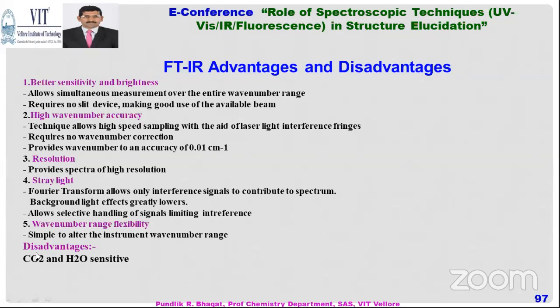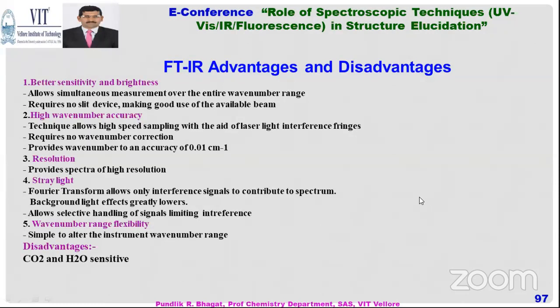To avoid this, moisture can be avoided by using a dehydrating agent which will absorb the moisture. CO2 can also be avoided, as the instrument chamber can be made free from CO2. So we can say there are many advantages: better sensitivity, high wave number accuracy, resolution, and wave number range flexibility. All these advantages we can take.